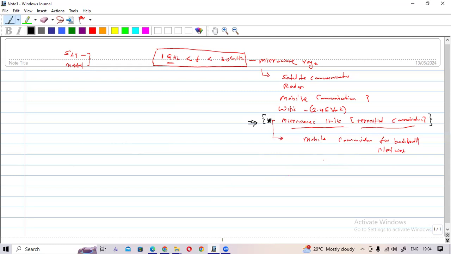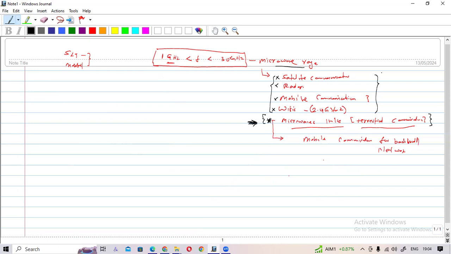So this part is now replaced by fiber, but these we can't replace by fiber. For this application we need to have microwave communication. Otherwise, we can't achieve this through wired communication. So these are a very active field in the engineering world, in the communication engineering world. So microwave engineering is very important. That subject is very important.